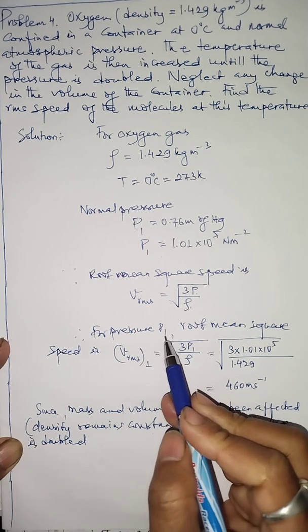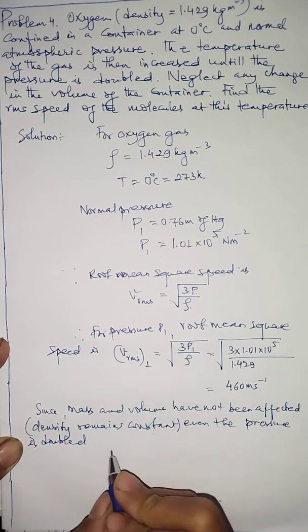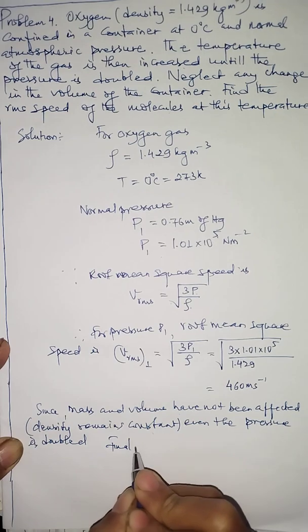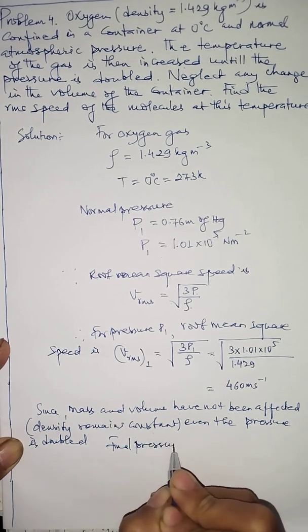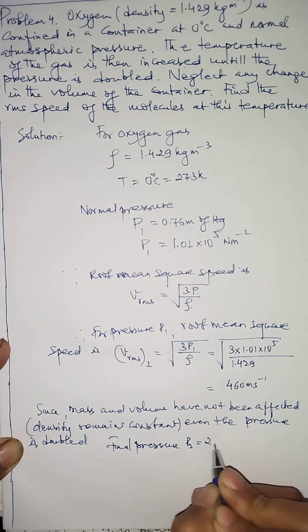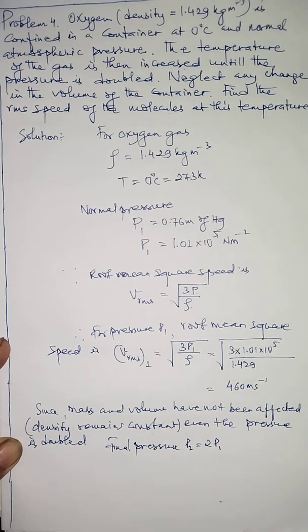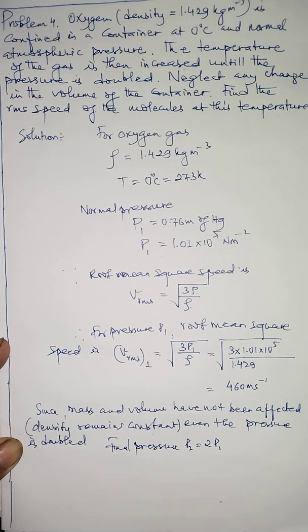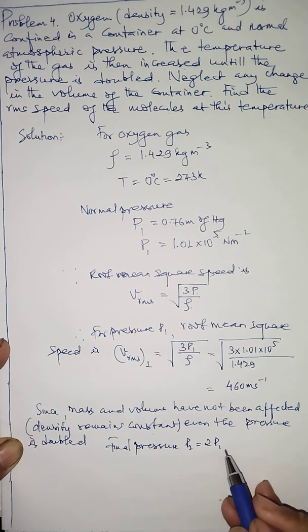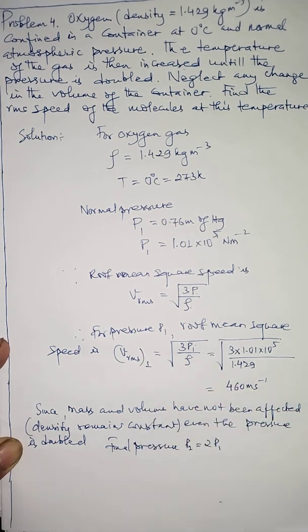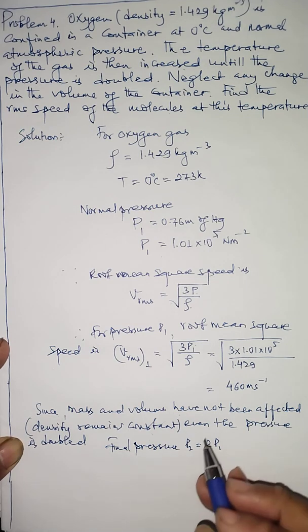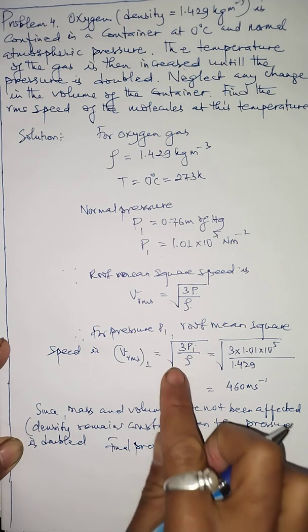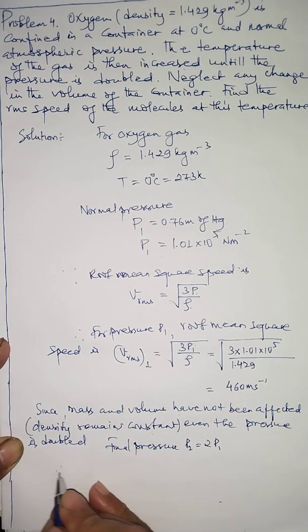So initial pressure was P1. Now if it is doubled, you get a new pressure. So the final pressure, that is P2, is 2 times of P1. Just double the pressure. So for this question, P2 equals 2 P1. Now if the pressure is doubled, that means if the pressure changes, the RMS speed also changes, and that RMS speed we need to calculate. But the density remains the same. So as I said, the density remains the same.